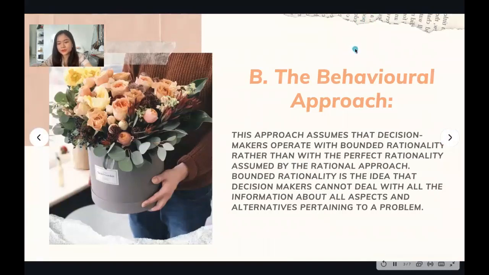Next is the behavioral approach. This approach assumes that decision makers operate with bounded rationality rather than with the perfect rationality assumed by the rational approach. Bounded rationality is the idea that decision makers cannot deal with all the information about every aspect and alternative pertaining to a problem.